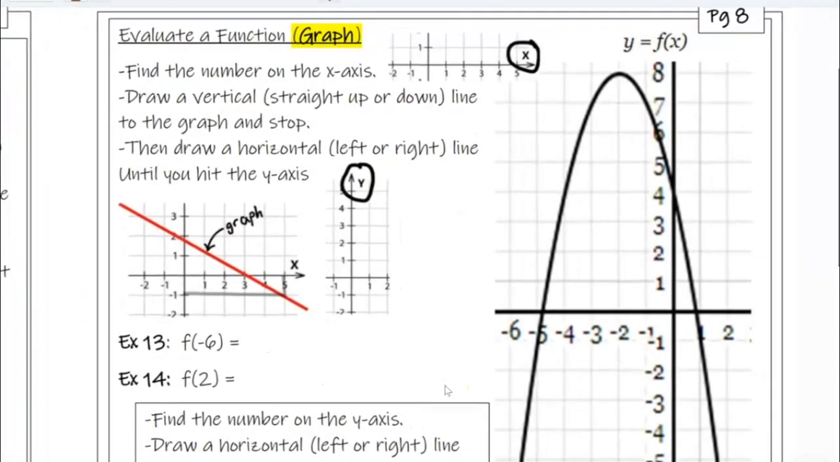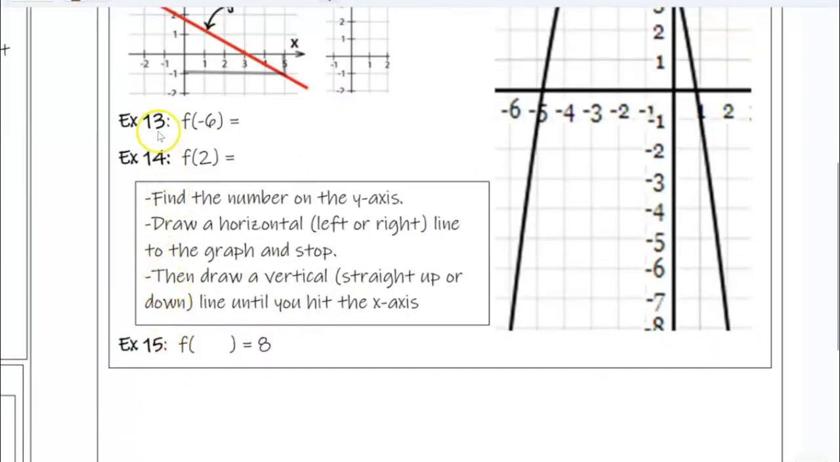All right, let's take a look at evaluating a function from a graph. Now, we've covered this previously, but we're going to cover it again because I think we only did input find output versus output find input. All right, so I'm going to do example 13. You're going to do example 14.